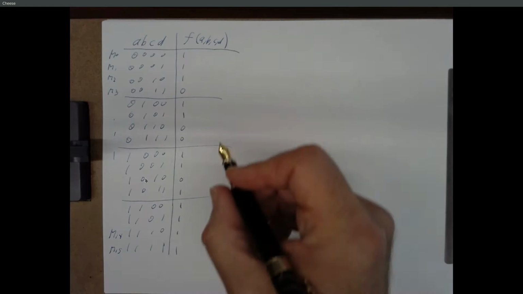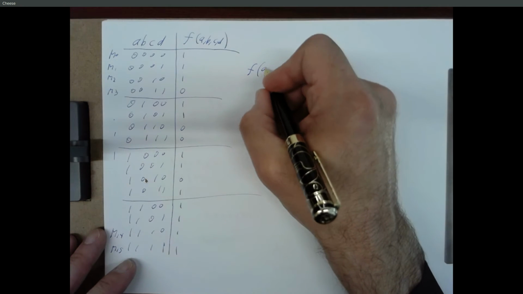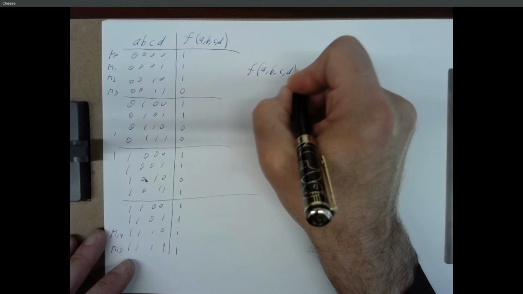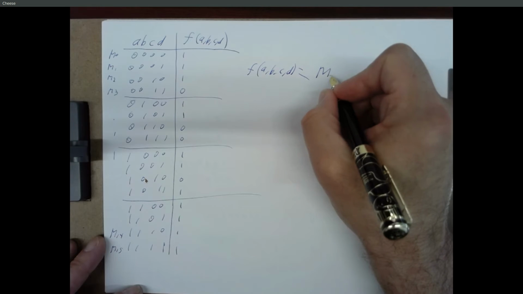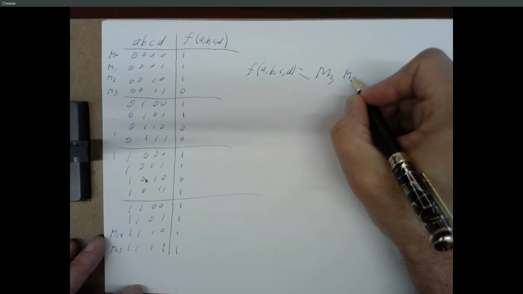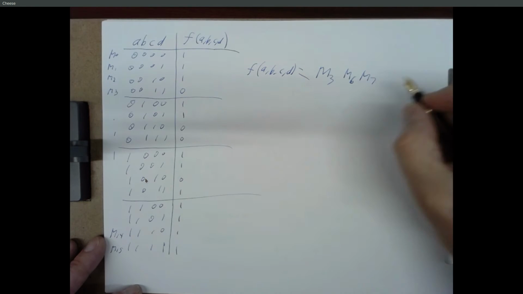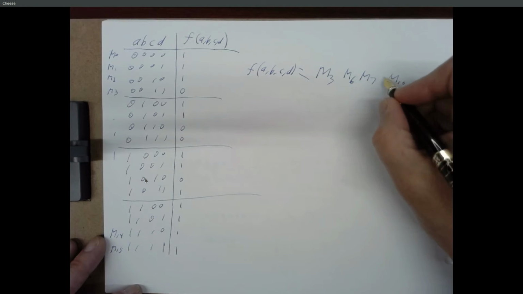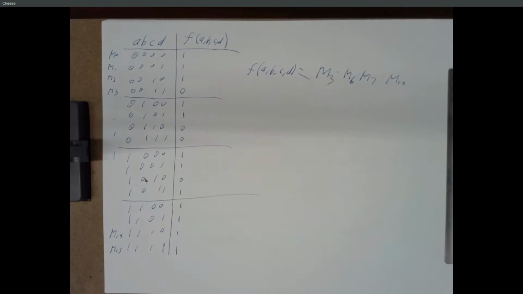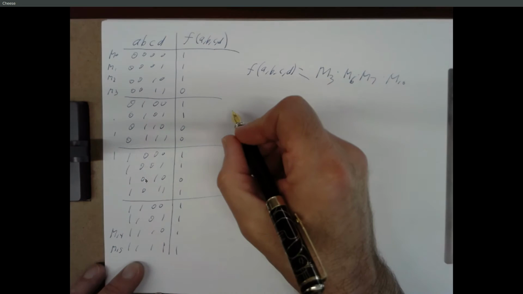So if we want to write f in terms of these max terms, find all the places where there's a 0. So M3, M6, M7, and M10, and just AND those together. So that's a max term representation of f. That's a compact form. Now if we want to write this as an explicit product of sums, you have to spell out what each of these max terms are.